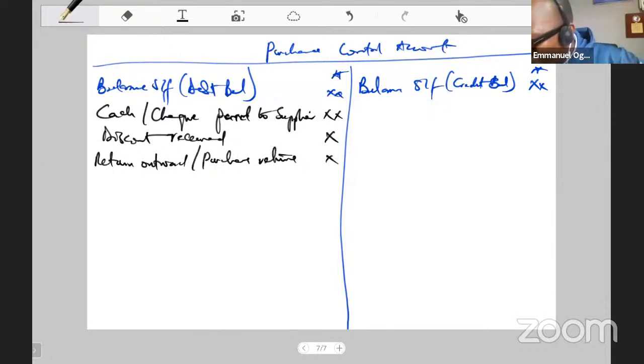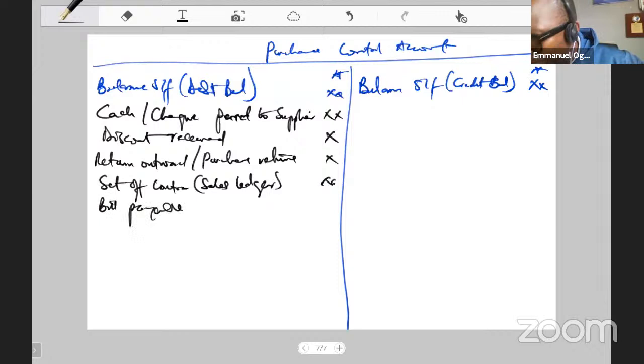After that, remember, we also did what we call setoff. On the other side, this is setoff, which is contra to sales ledger. Then in this case, you can have what we call bills payable. Are we there now? Then in other instances, what are the other things I also need to know? We also have what we call credit notes issued by supplier.